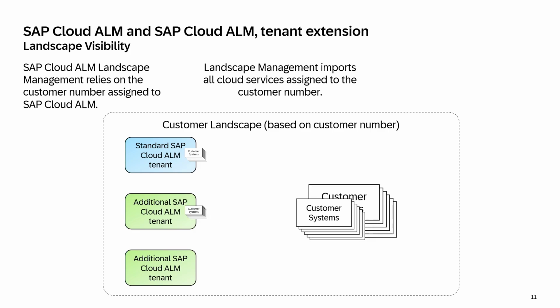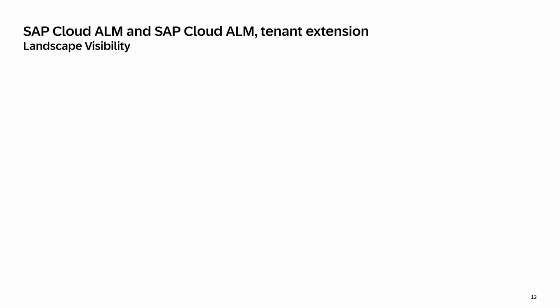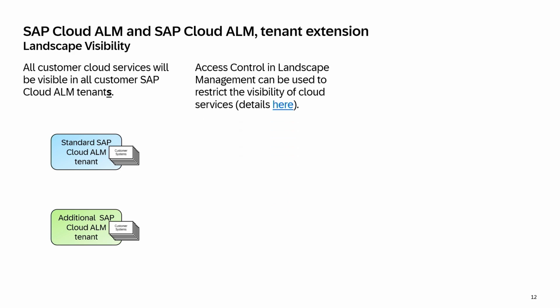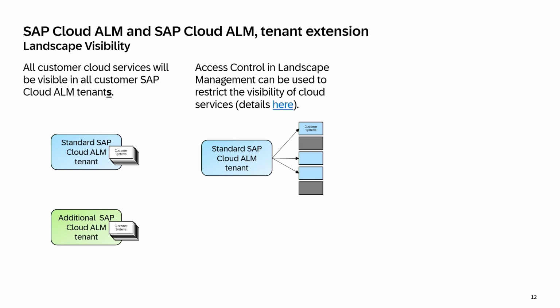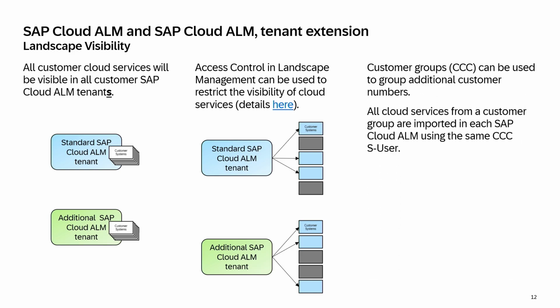Right now, unfortunately, it is not possible to have a selective import. Everything will basically go everywhere. How can I control this visibility? As I already said, all your customer systems with the same customer number go into the additional Cloud ALM tenant as well. You can use the access control, which I have in my next section, to control which user sees which tenants. So you could, in theory, have different access control lists in the different Cloud ALM tenants and then control what everybody sees. I will explain this in detail in a moment.